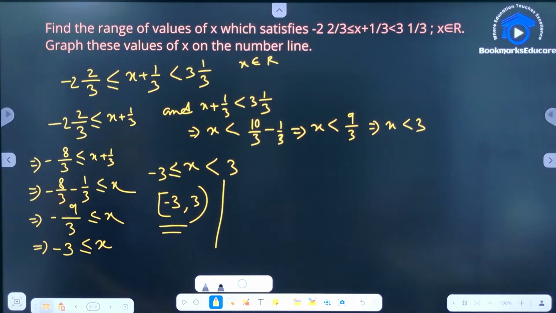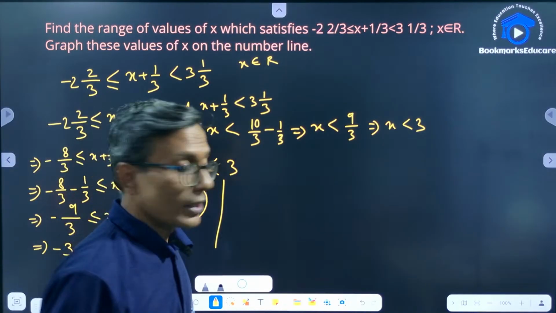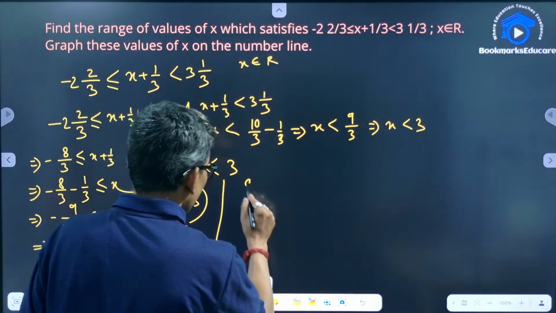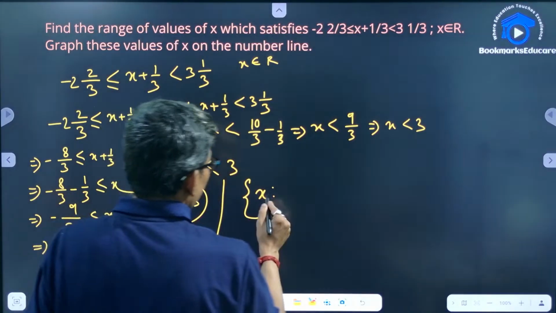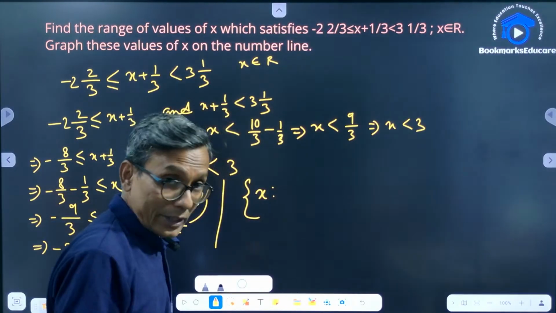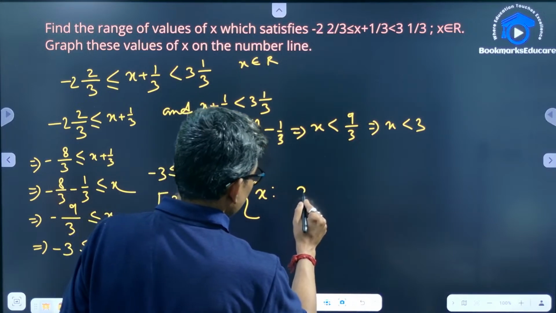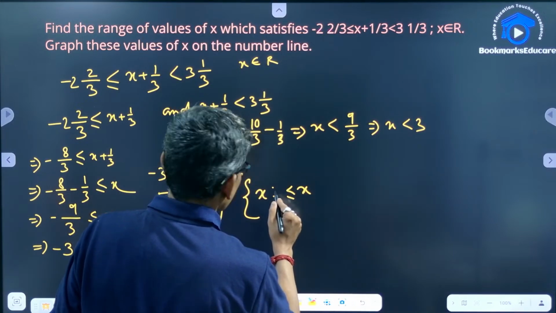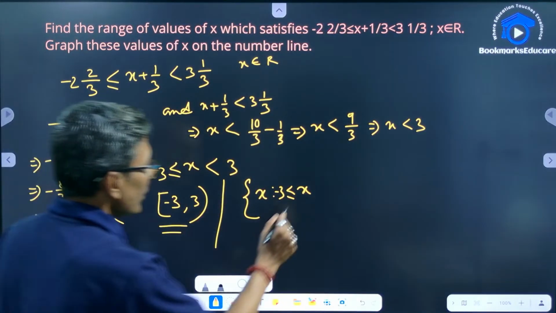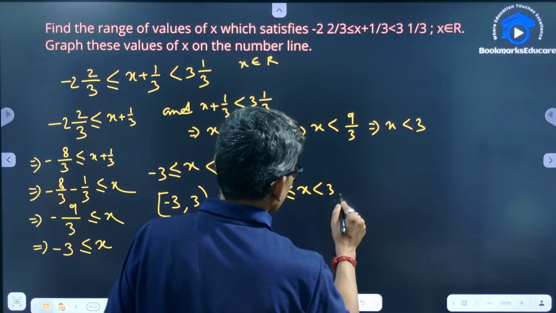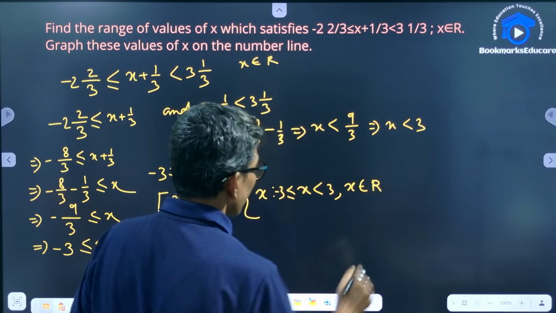Or if we are asked to define it with the help of the set builder method, then it can be written as: second bracket, x such that x greater than equal minus 3 and less than 3, where x belongs to R.